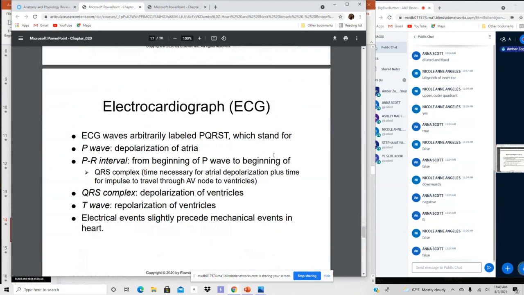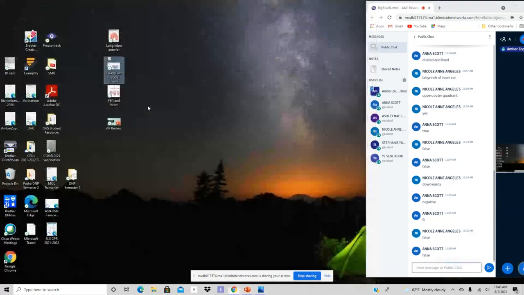ECG waves are arbitrarily labeled P, Q, R, S, T. They stand for the P wave, which represents depolarization of the atria. The PR interval is from the beginning of the P wave to the beginning of the QRS complex. The QRS complex shows the depolarization of the ventricles. The T wave shows the repolarization of the ventricles, and all these electrical events precede mechanical events in the heart. So I have a picture I can show you guys.